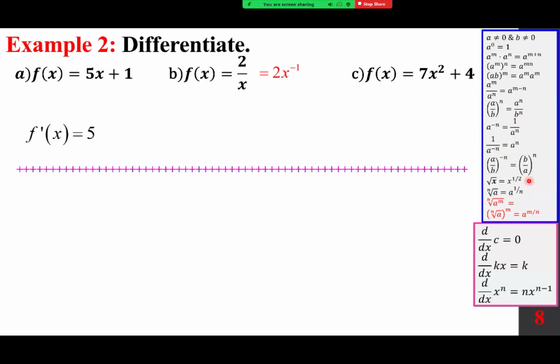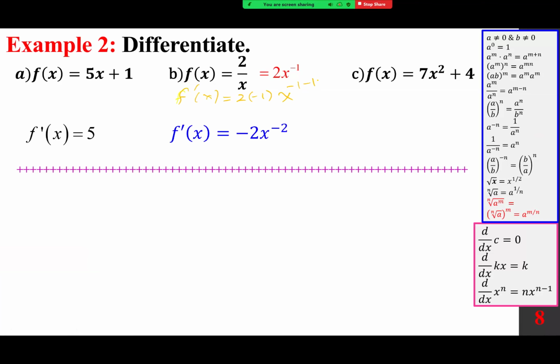So we are looking at all the rules that we need from the exponential rules. Specifically, we are looking at negative exponential rules. Just reminding you of that. And so if I want to differentiate this, I get f prime of x is 2 and the negative 1, x to the power of minus 1, subtract 1 more, you get minus 2, x to the power of minus 2.